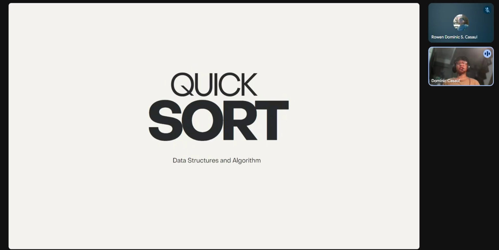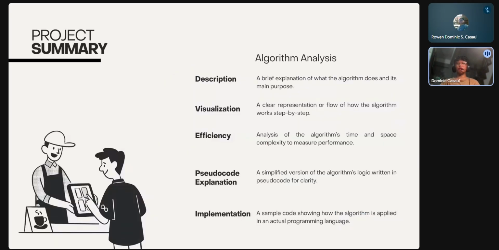Our group will talk about a type of sorting algorithm in data structures, which is quicksort. This presentation will consist of five parts. First is the description, which I will talk about: a brief explanation of what the algorithm does and its main purpose. For the visualization, a clear representation of how the algorithm works step by step, Mr. Harman will discuss.